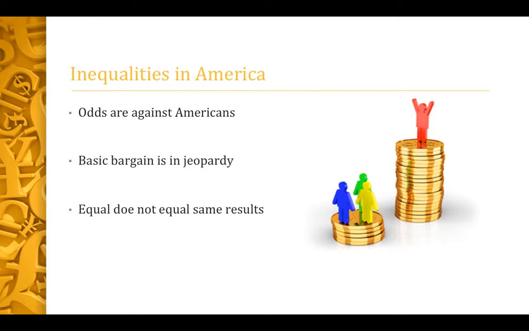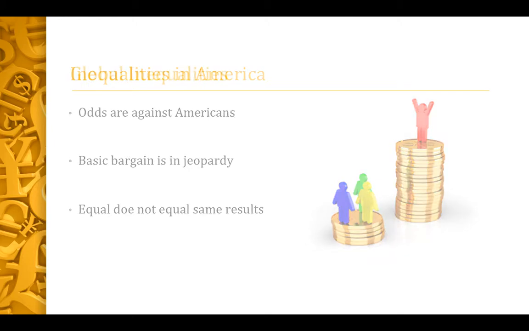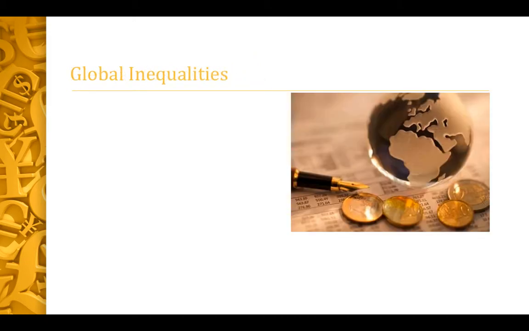Global economic inequalities. Just as economic inequalities exist in America, inequalities also exist globally. Bob Owens and Turner explain in their text that wealth is distributed unequally around the world.